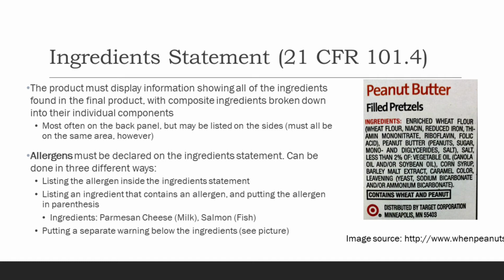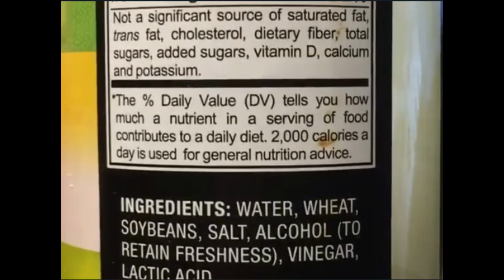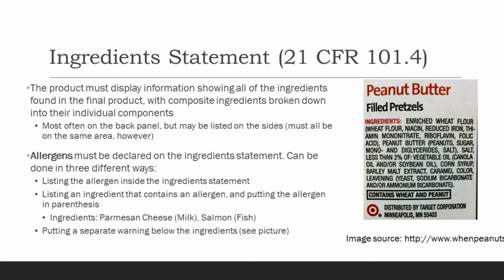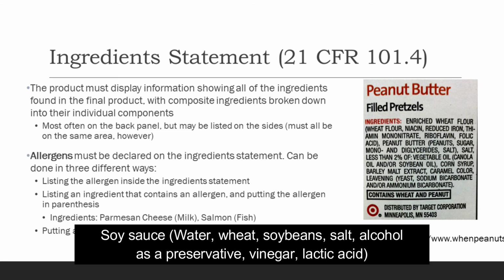My point being, if you add naturally brewed soy sauce to your product, you have to list all the components. So in this case, water, wheat, soybeans, salt, alcohol, vinegar, and lactic acid. Now, if you were to add this soy sauce as an ingredient to another food, here's how it will look. If you're just listening into this lecture without looking at the slides, now would be a good time to pause.